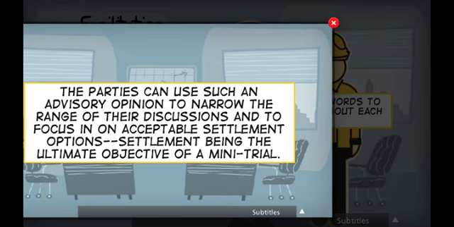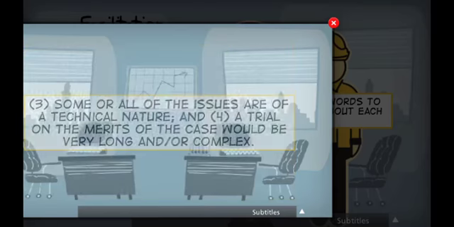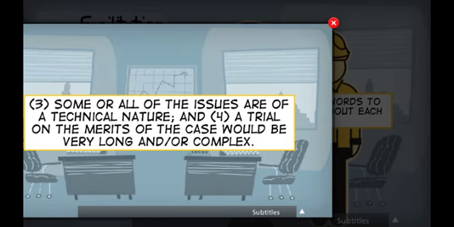The mini-trial method is a particularly efficient and cost-effective means for settling contract disputes and can be used in other cases where some or all of the following characteristics are present. 1. It is important to get facts and positions before high-level decision-makers. 2. The parties are looking for a substantial level of control over the resolution of the dispute. 3. Some or all of the issues are of a technical nature. And 4. A trial on the merits of the case would be very long and/or complex.